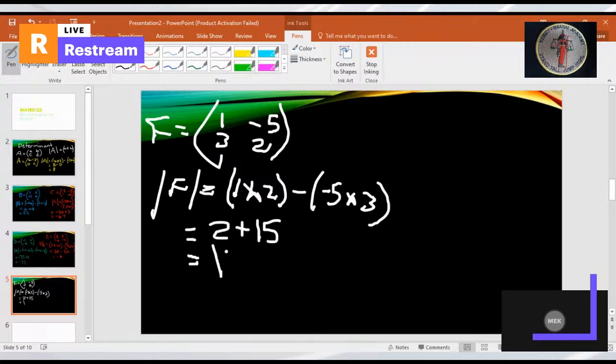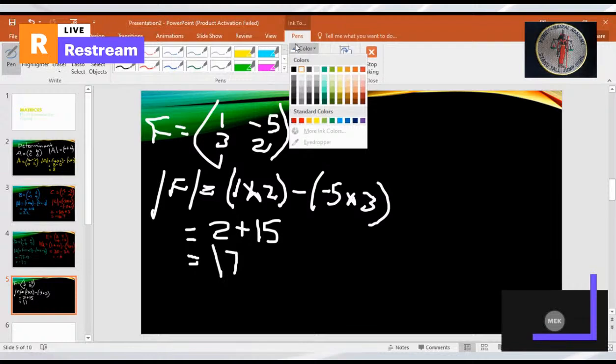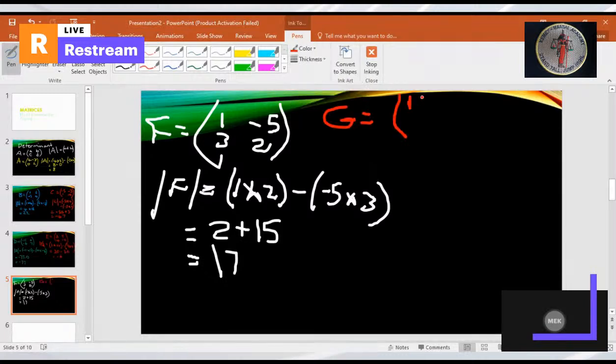Last one, determinant G, so matrix G, and let's say that's 15, -7, -20, 3. All right, so the determinant of G, so that would be -3.